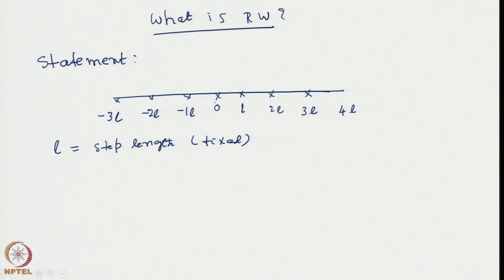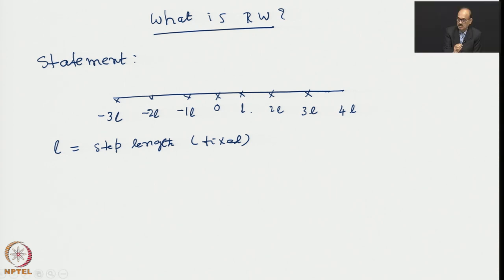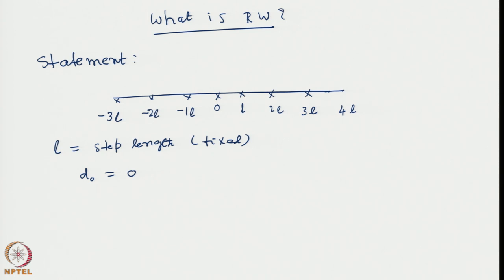So this model, for example, could be a model of an atom which jumps from one lattice position to another lattice position, gets adsorbed and gets re-emitted randomly once again. So it either jumps to the left or to the right and proceeds. So the problem has a close connection with certain physical phenomena as well. He starts from the origin. So his initial distance d0 equals 0, where d is the distance measured from the origin.